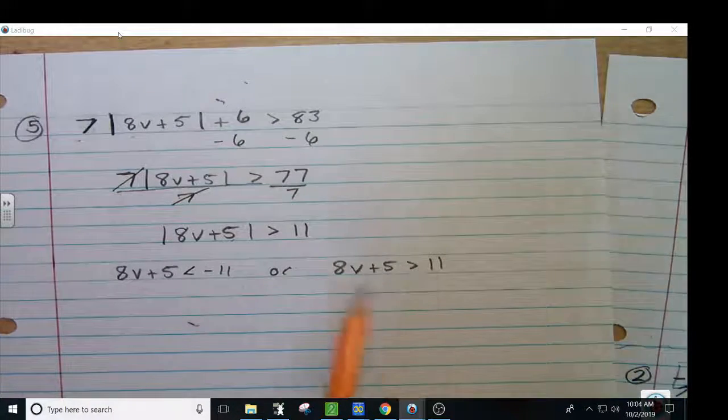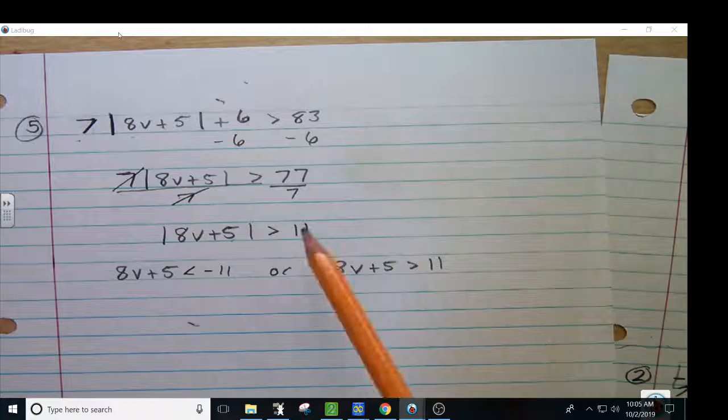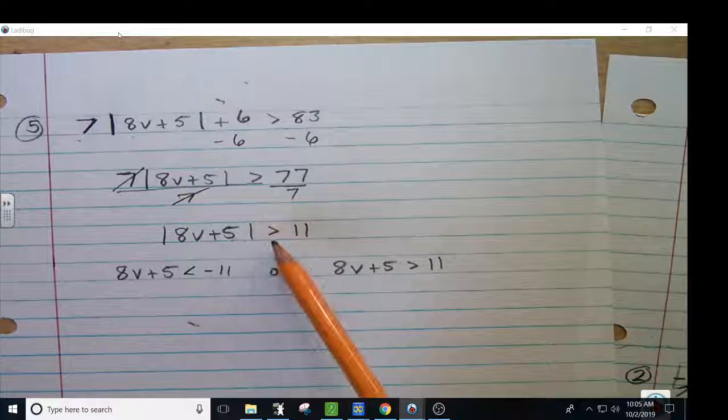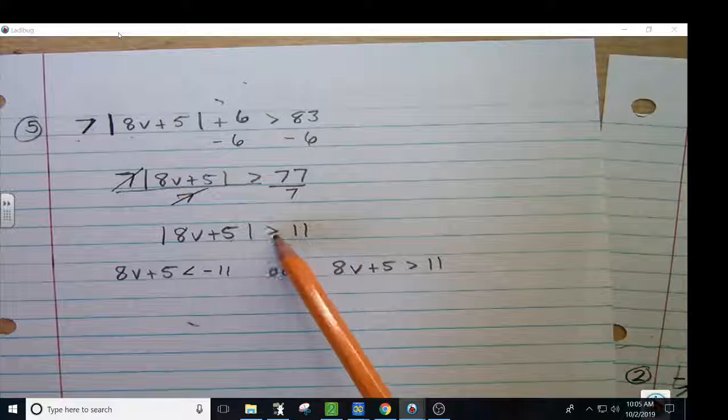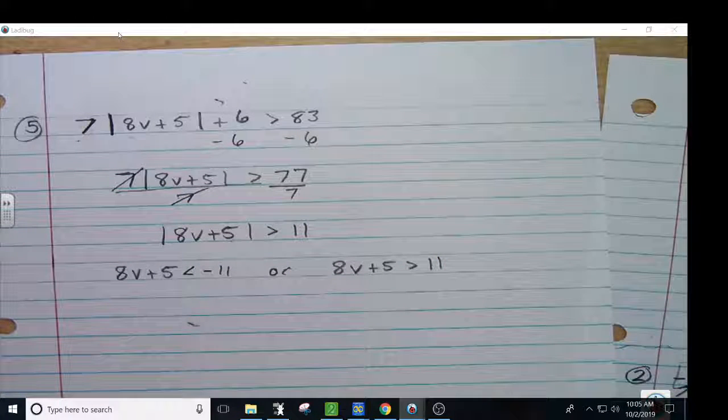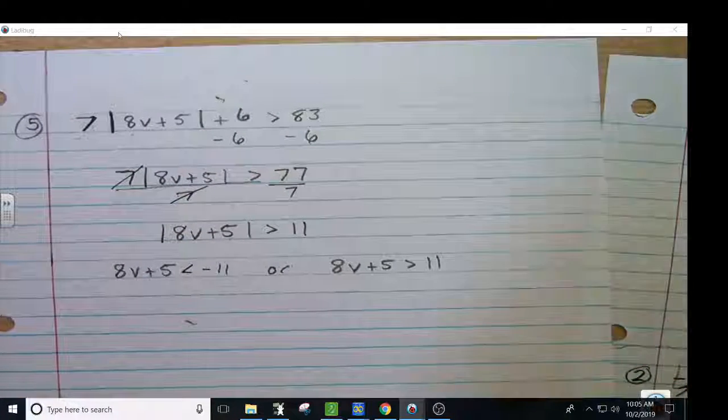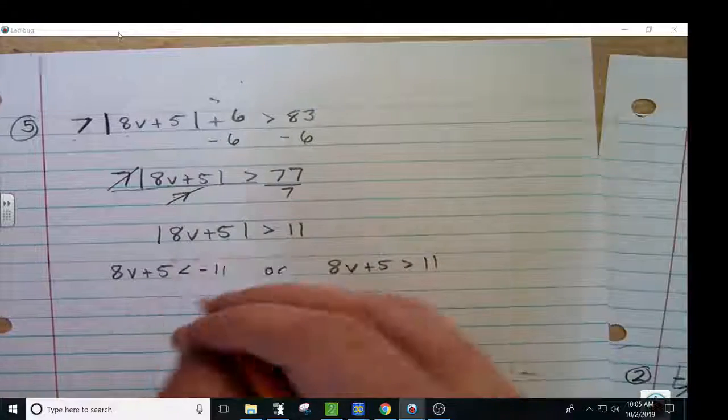Guys, how do I know this is an OR statement? How did I know that? By looking at what? The rules. If I look at this sign right here, you go find that sign in your table, and then you look at that particular one and see what it says. And it told me I had to have an OR statement. Okay. Now we're going to solve this.